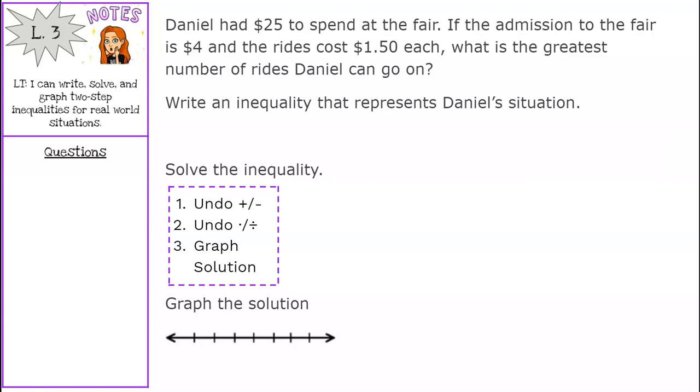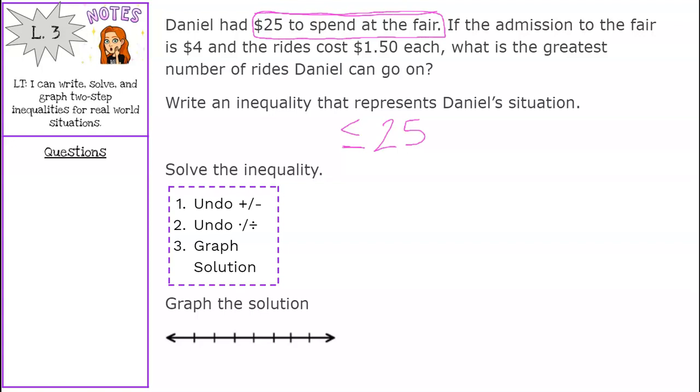Daniel had $25 to spend at the fair. So that means he can spend no more than $25. So he could spend less than $25 and he could spend exactly $25. So we're going to put less than or equal to 25 because that's the total amount he can spend. He doesn't have to spend all $25, but he can.